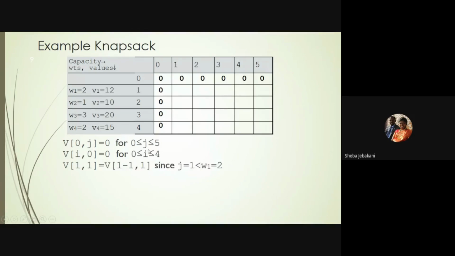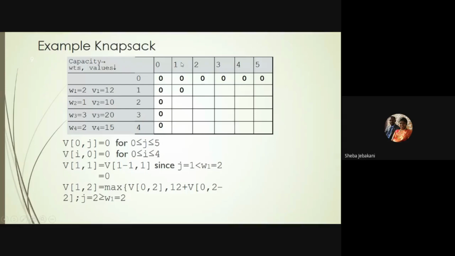So V of 1 comma 1, I can tell it as I minus 1 comma 1. So I minus 1 is 0, so 0 comma 1 is 0. I can take that value as it is, so this will become 0 here. And then the other value that I can think of choosing is, I can try to find out if I choose the first object, that is weight 2.